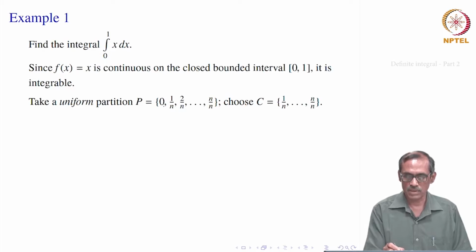So, say P equal to 0, 1 by n, 2 by n, n by n. So, there are n plus 1 points, you have n number of sub intervals. Now, we choose Ci to be the right end point. You could have chosen even the left end point, does not matter.